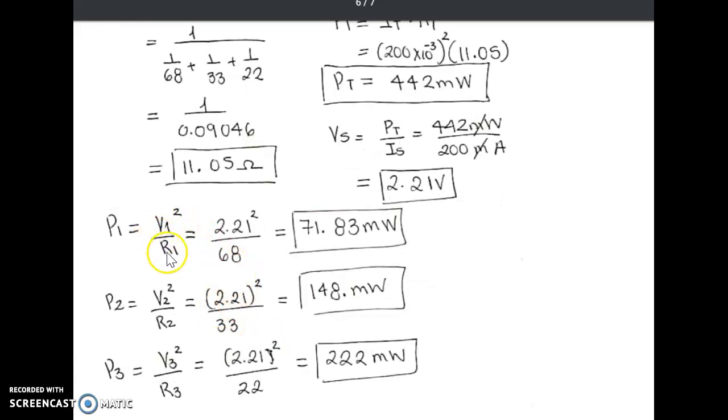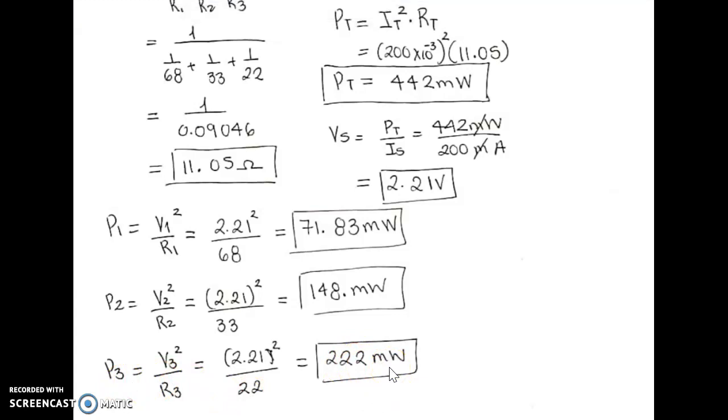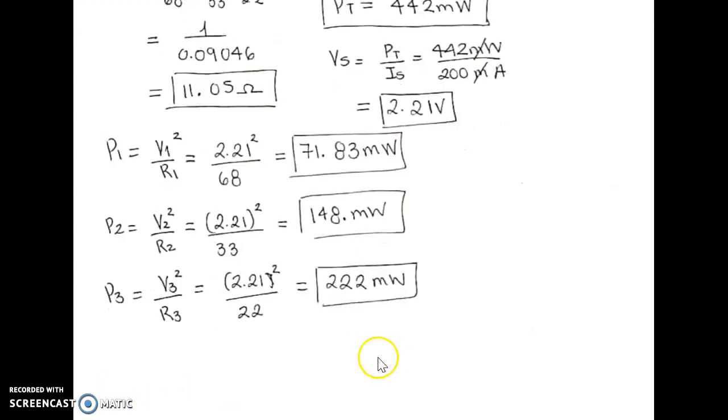Then I'm going to find my P1, V1 squared over R1, which is 2.21 squared divided by my resistor R1. You see the voltages V1, V2, V3 are all the same, and they are going to be squared. What is going to change is the value of the resistor. So the lower the value of the resistor, the higher the wattage, right? That's expected, because more current goes through the smallest resistive pathway, in this case being 22.